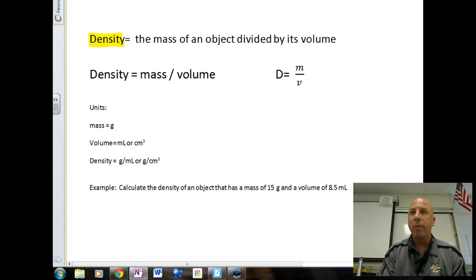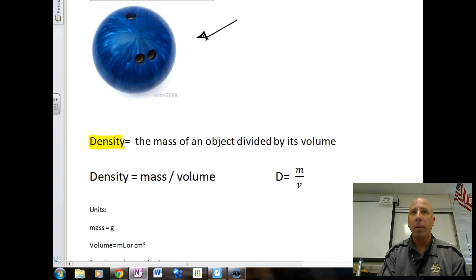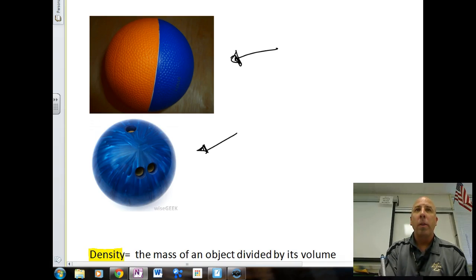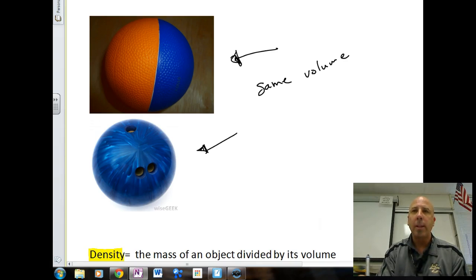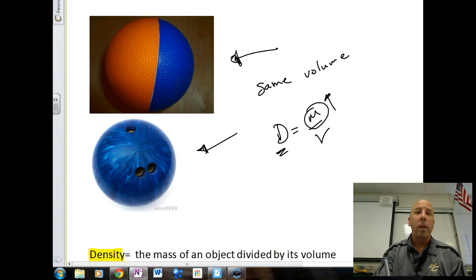Okay, so if this is our idea of density equals mass divided by volume, and we scroll back up here, the Nerf ball and the bowling ball, let's pretend they both have the same volume. So what sets them apart is their mass. And the more mass you have, the greater your density if the volume stays the same, because the formula is D equals M over V. So if our volume is the same, the greater our mass is, the greater our density is. So we know that the bowling ball has a greater density because it has a greater mass than the Nerf ball that has a lesser mass.